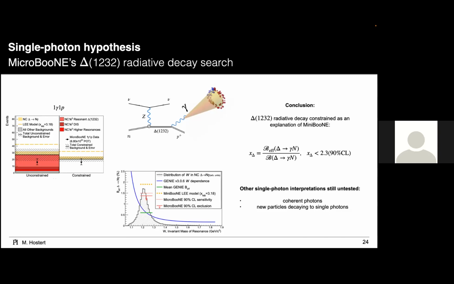So you're clearly below it, and you can set a constraint on the rate of this process. At the bottom, you can see, as a function of the invariant mass of the proton and the photon, what your prediction would be. So here's your total effective branching ratio of delta to a single proton gamma. That's what the standard model predicts in green. In orange is what you would need to explain the full excess. And in red, you see the limits coming from MicroBooNE.